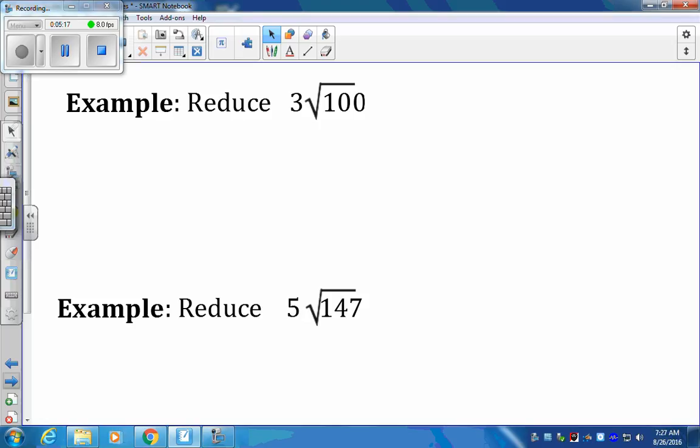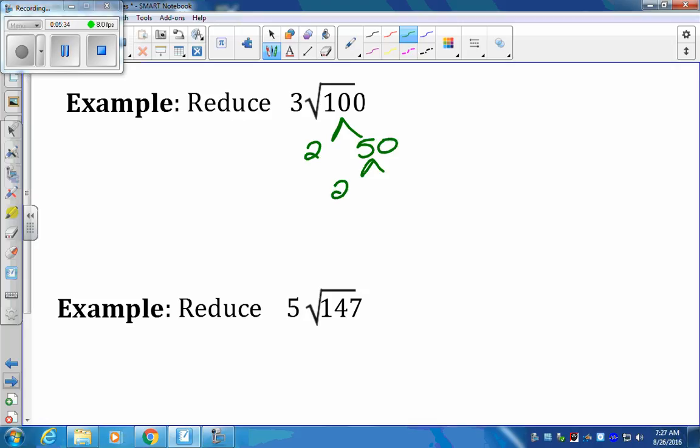All right, so now we see in these two problems, I have a number already on the outside. That's okay. We can work with that, no problem. So let's start by breaking down this 100. I'm going to break it down into 2 and 50. 2 is prime, so it stops there. The 50 can go into 2 and 25. 2 is prime. 25 goes into 5 and 5. Okay, and that's my prime factorization right there. 2, 2, 5, and 5.